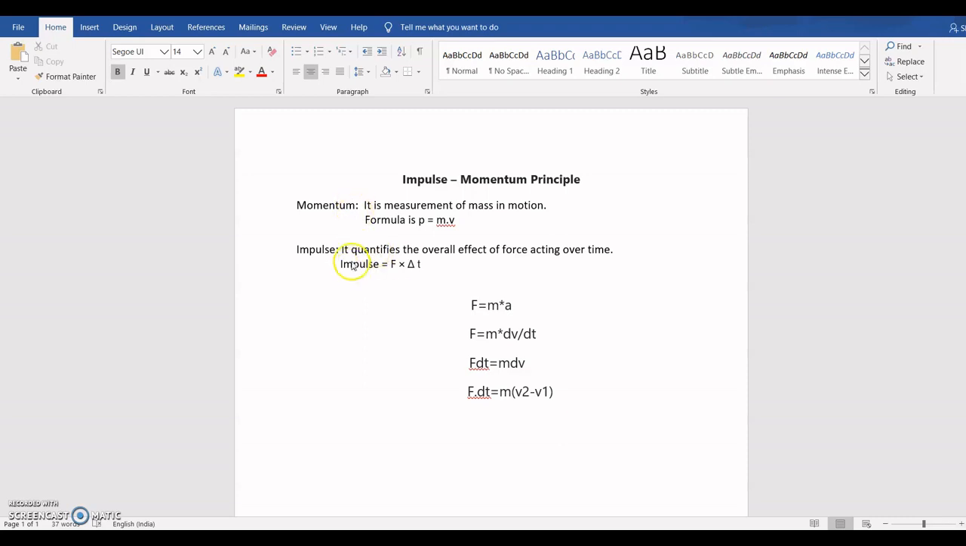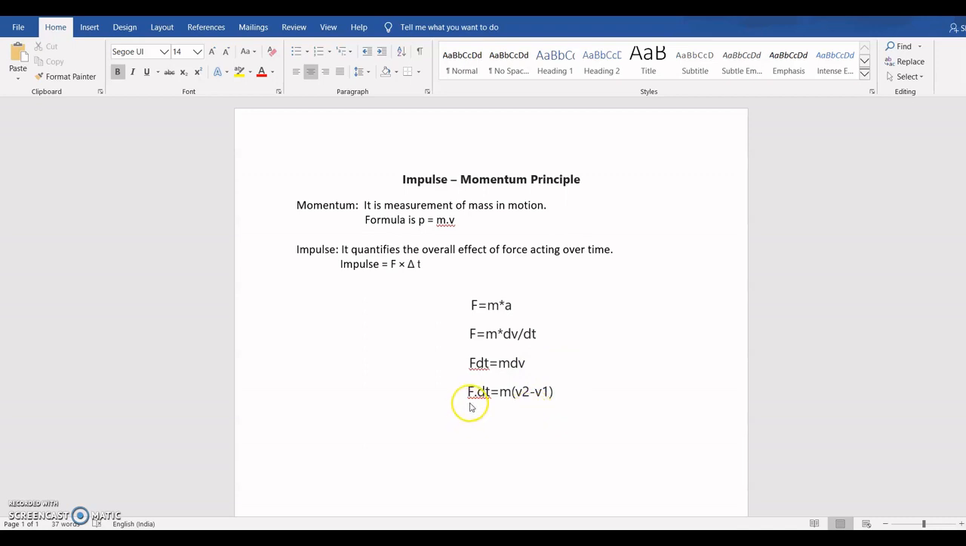Now how are those two things related? Let's go toward Newton's second law. Force is mass into acceleration. We can write acceleration as dv by dt. We can take the dt term on the left hand side. We get F dt is equal to m into dv. We can expand this dv as v2 minus v1. What does dv mean? That dv means change in velocity. Change in velocity can be written as v2 minus v1.